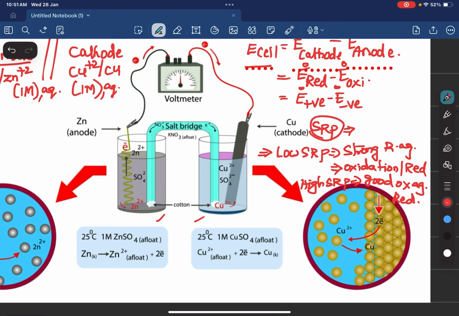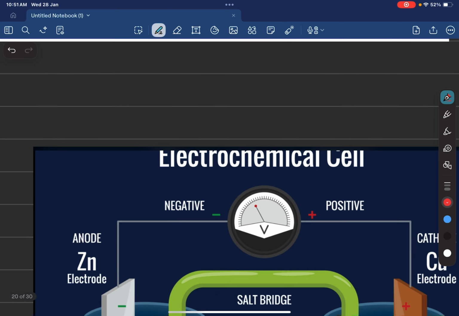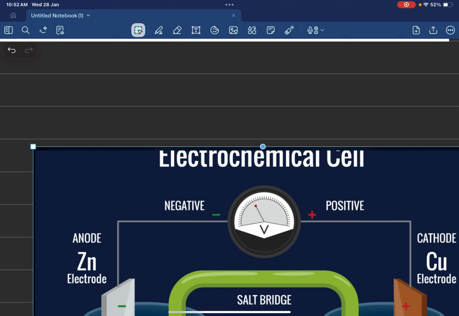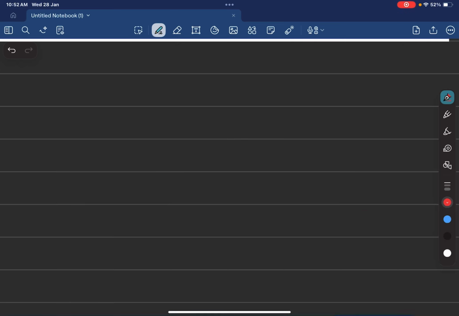So generally non-metals have high SRP value, metals have low SRP value, with hydrogen having 0 SRP value. This is the same SRP value we need to use for the above cell. If you take E naught cell, it equals E naught cathode minus E naught anode.